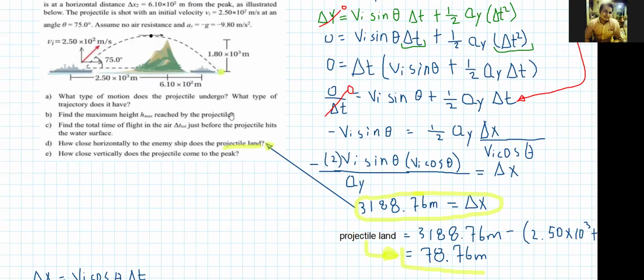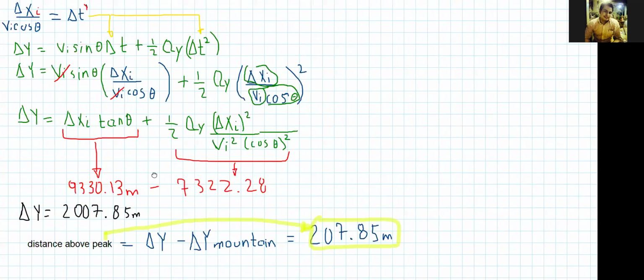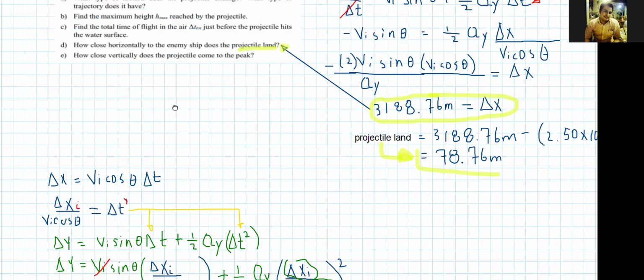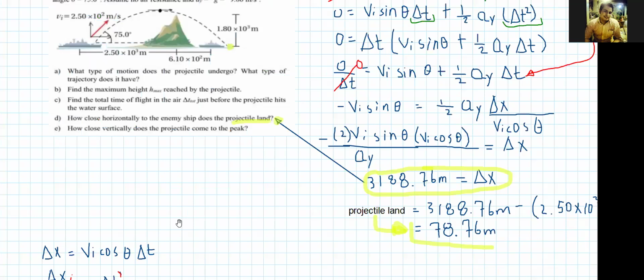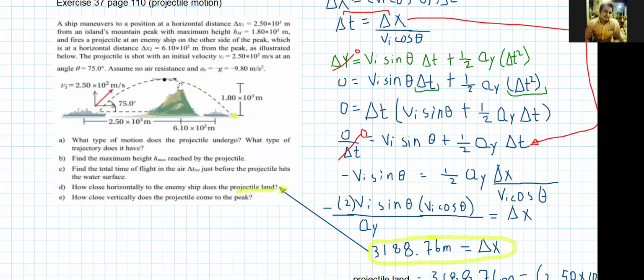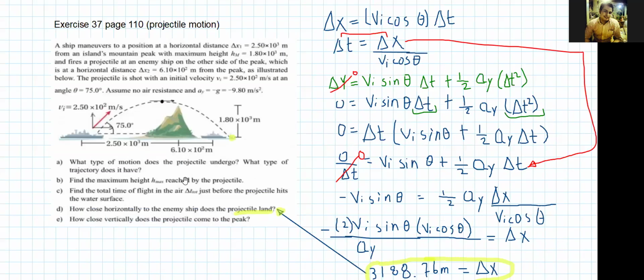Now we need to subtract 2007.85 minus 1.80 times 10 to the third power, and this is the answer. This is the distance above the peak. So basically, those 207.85 meters represent a distance from this point over the peak that we have here. And this is exercise 37, page 110.